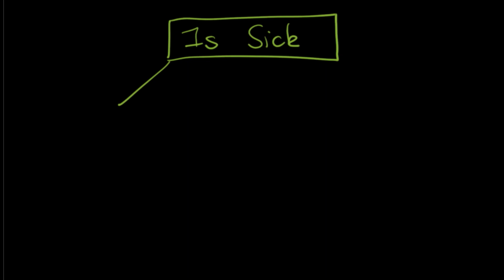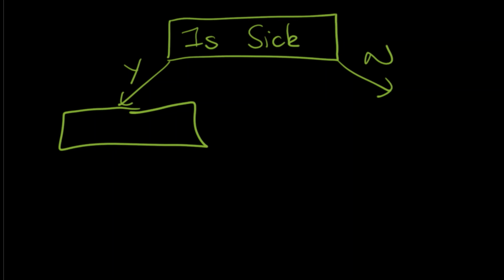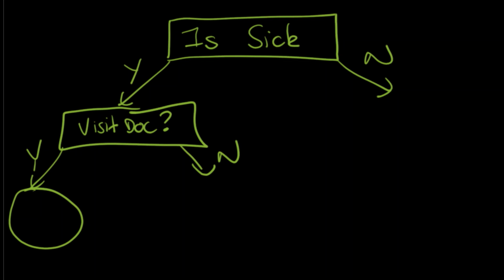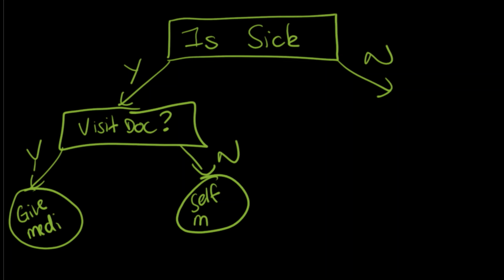I'm going to say that the first decision is: am I sick? This can have two outcomes, yes or no. Either I am going to be sick or I'm not going to be sick. If I am sick, then do I visit the doctor? And then we'll have another two decisions, yes or no. If I visit the doctor, then he will give medication. Or if I don't visit the doctor, I will self-medicate. And if I am not sick, I will go to school and be a good student.